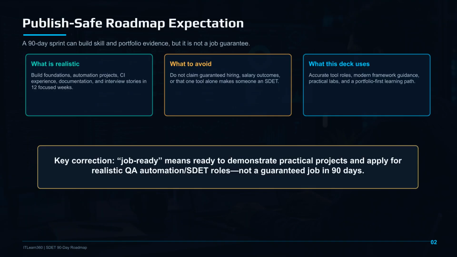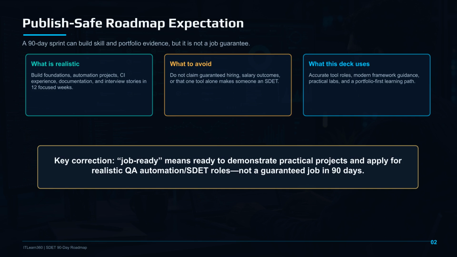Now that we have introduced the SDET roadmap, let us clarify the roadmap expectation. A 90-day sprint can help you build practical skills, complete portfolio projects, and prepare for realistic QA automation or junior SDET opportunities. But it does not guarantee that every learner will get hired in exactly 90 days.